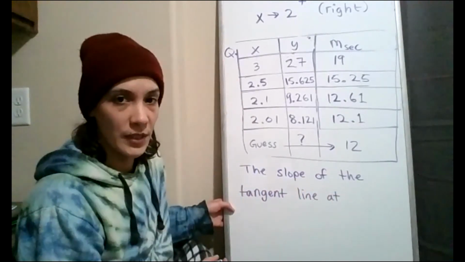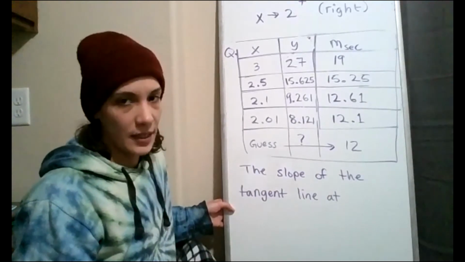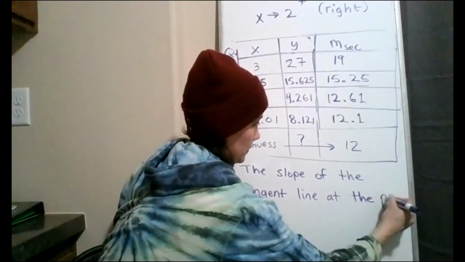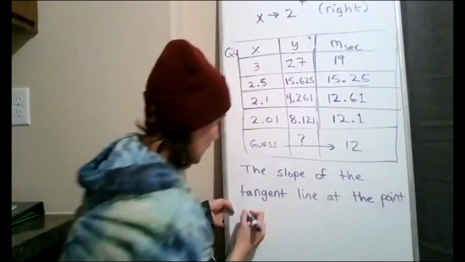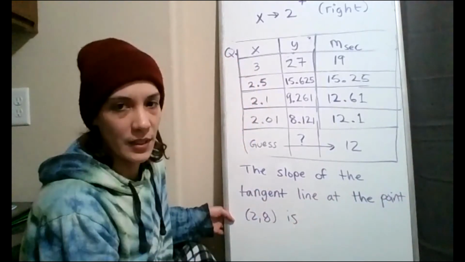Okay, so we found the slope of the tangent line at the point 2, 8. And we found it to be 12.